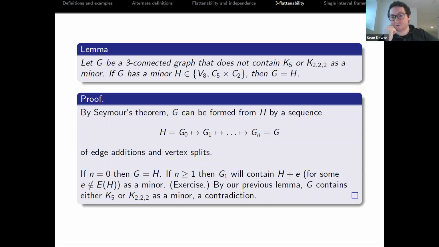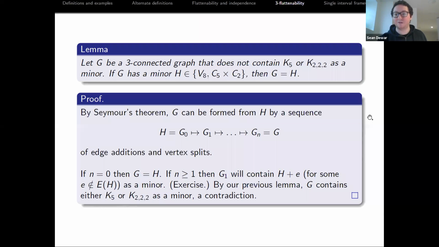Basically, to prove this, all you do is you check cases. Because the graphs V8 and C5 cross C2 are vertex transitive, there's literally a very small finite number of cases you need to check. I didn't want to go into it because it's a bit tedious, but all you do is you check what happens whenever you do a vertex split. If we do an edge subdivision, it's not true, but if it's always a vertex split, we can show it's actually always true. You draw out the graphs, you look at them, it's always true. By our previous lemma, it follows that G contains V8 or C5 cross C2 as a minor, which is a contradiction. So that means that the only case that can work is n is equal to 0. And the proof is done.